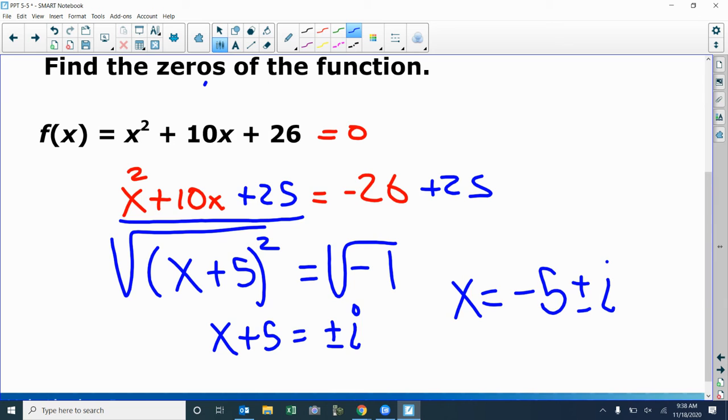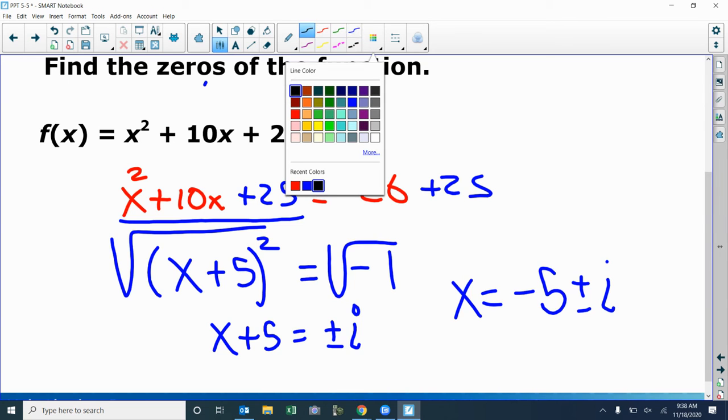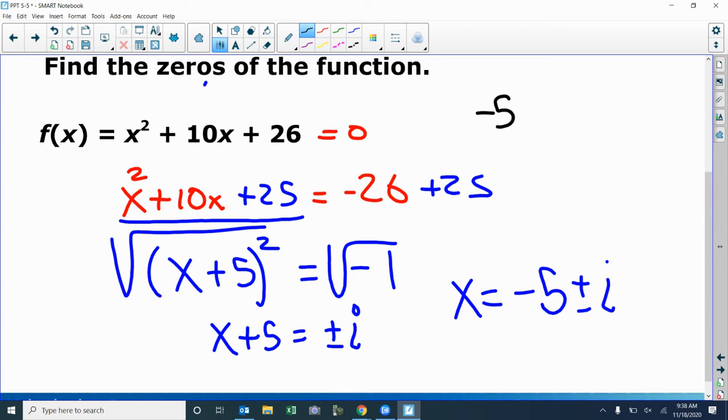Now there are two solutions here. They are both complex. Negative 5 plus i and negative 5 minus i. Okay? Those are called complex conjugates. They come in pairs. When we have complex numbers, they come in pairs. My friends, there's not that much new here, is there?